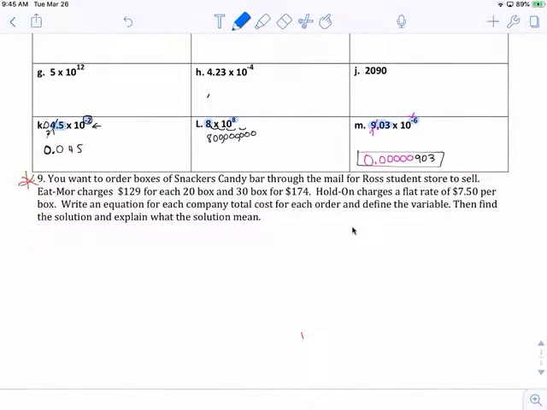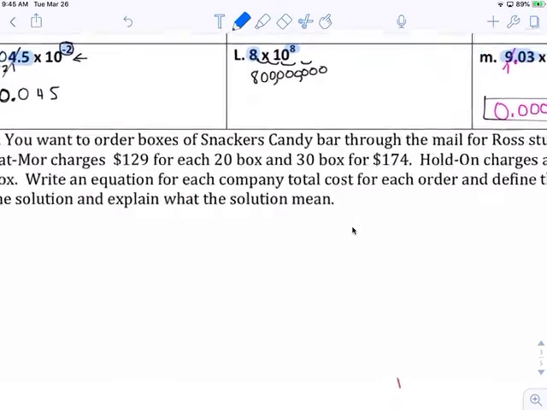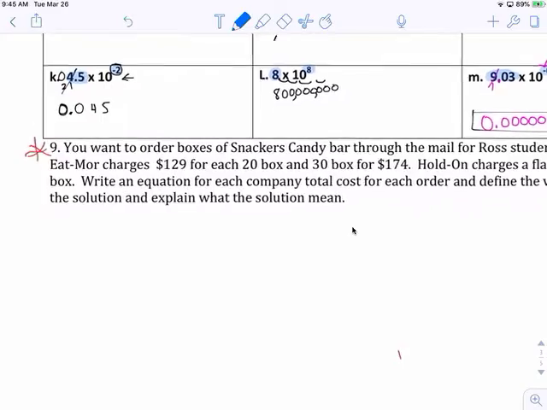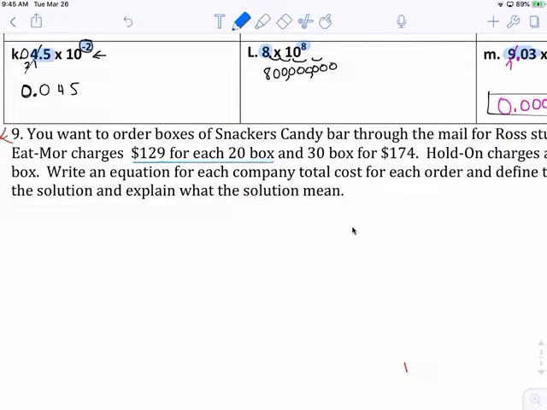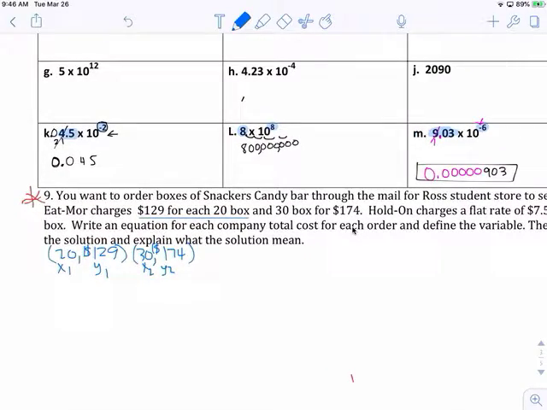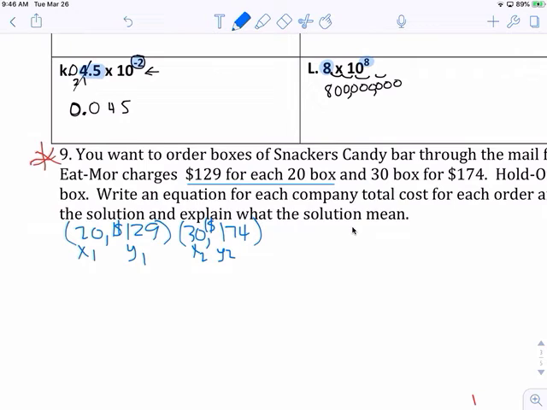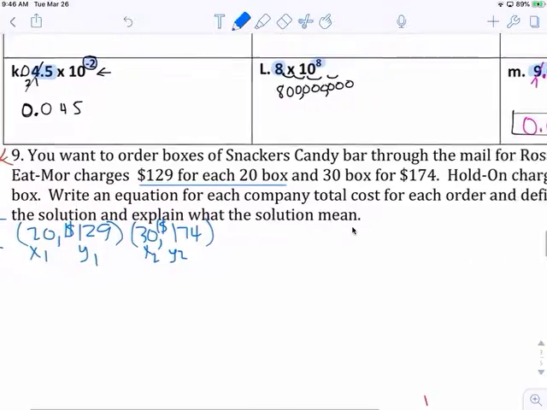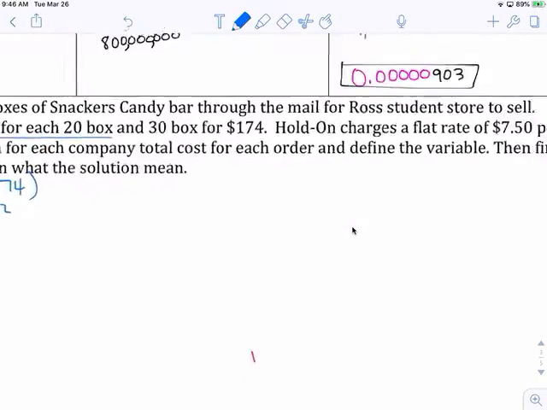Okay, number 9 was the other question. You want to order boxes of Snicker bars through the mail from the student stores. Eat More charges this much: 20 bucks for $129, 30 bucks for $174. X sub 1, Y sub 1, X sub 2, Y sub 2. And this is Eat More, right? We'll just put the word Eat here. Eat More.